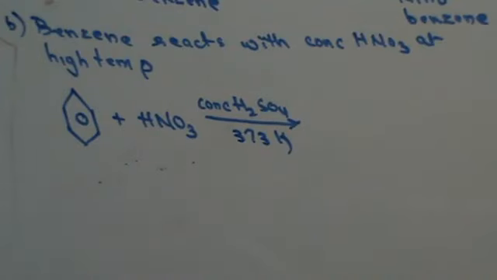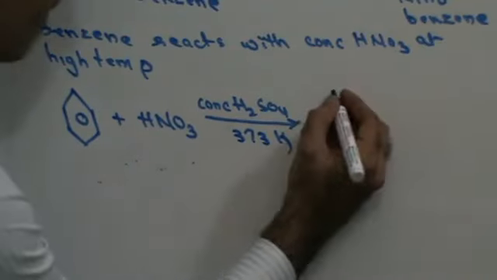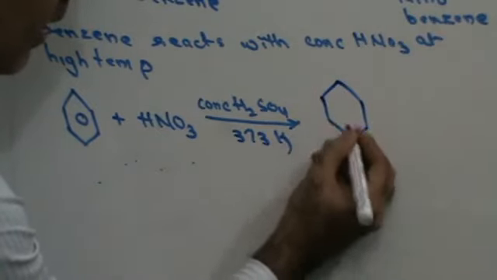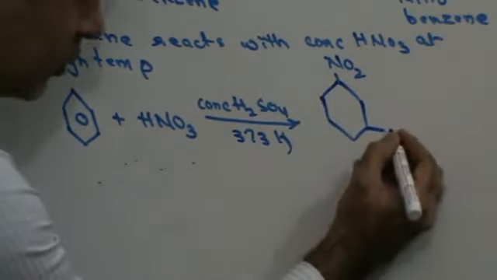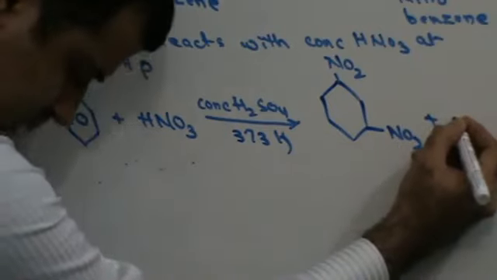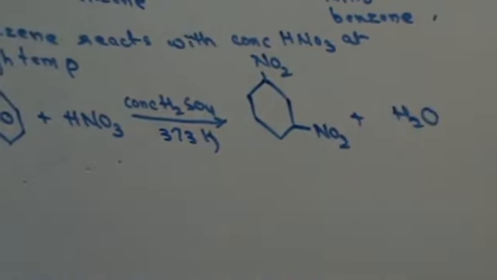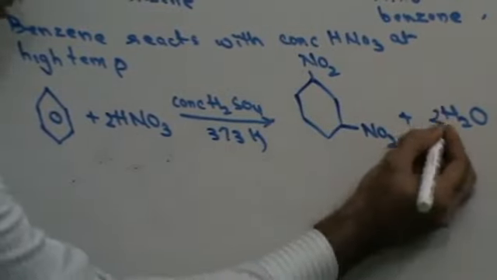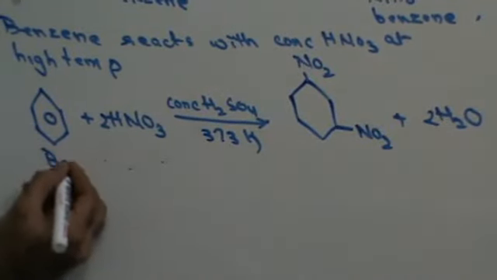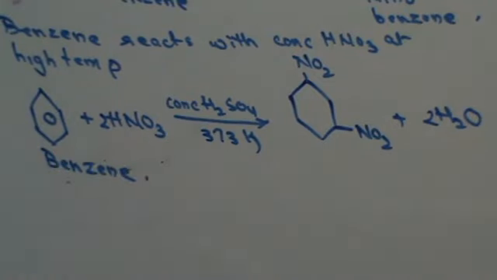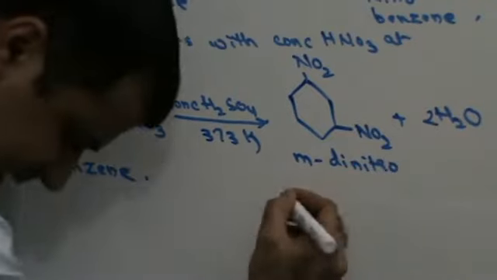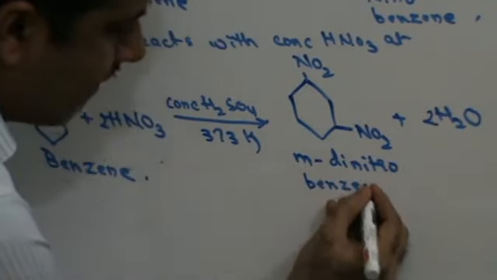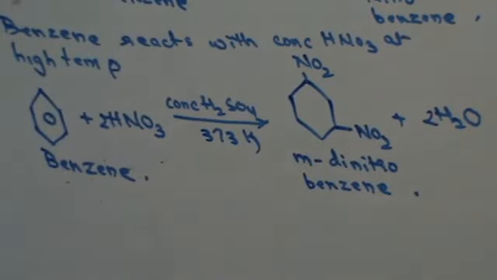So in that case, what I will get is, at higher temperature, you will have two nitro groups that would come out. So you would have NO2 plus H2O. Two nitro groups. That means I need to put a 2 here and there will be two water molecules. So this is benzene. Since the second nitro group is attached to the third position, this is going to be M, two nitro groups, so m-dinitrobenzene. Right? So that will be the reaction.